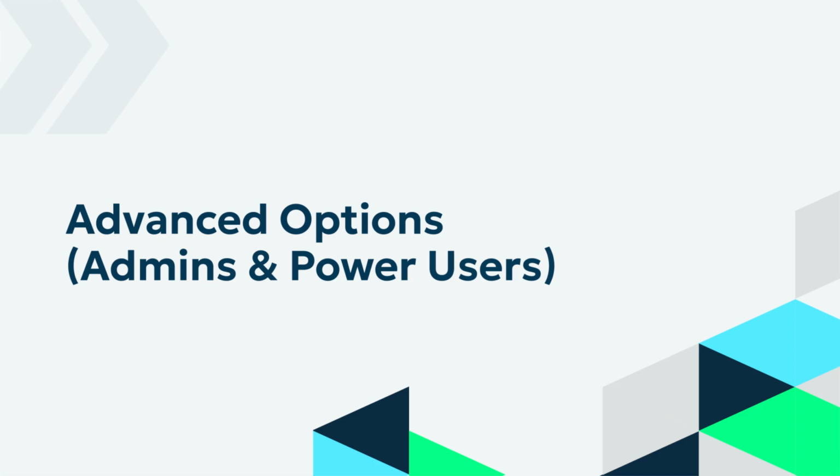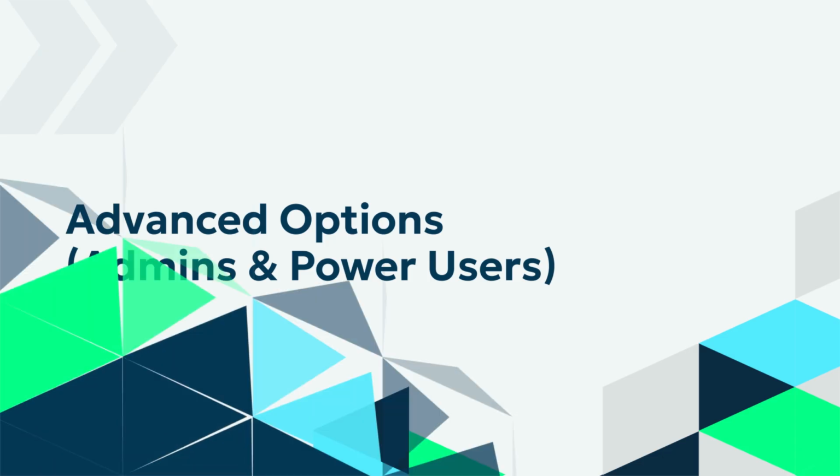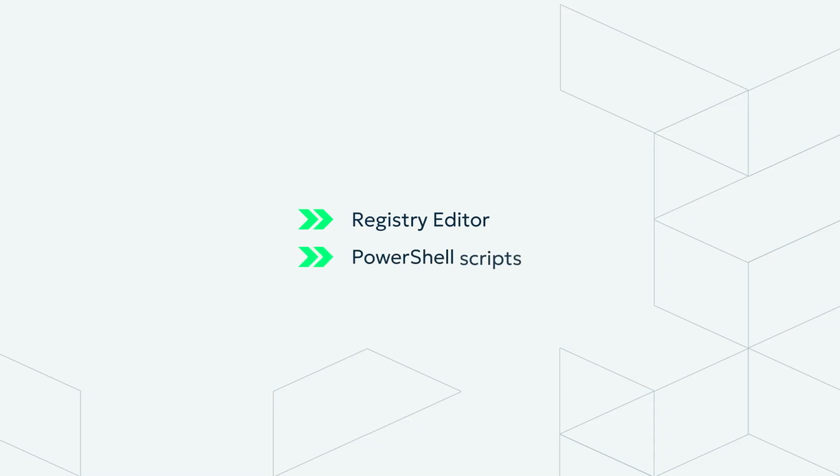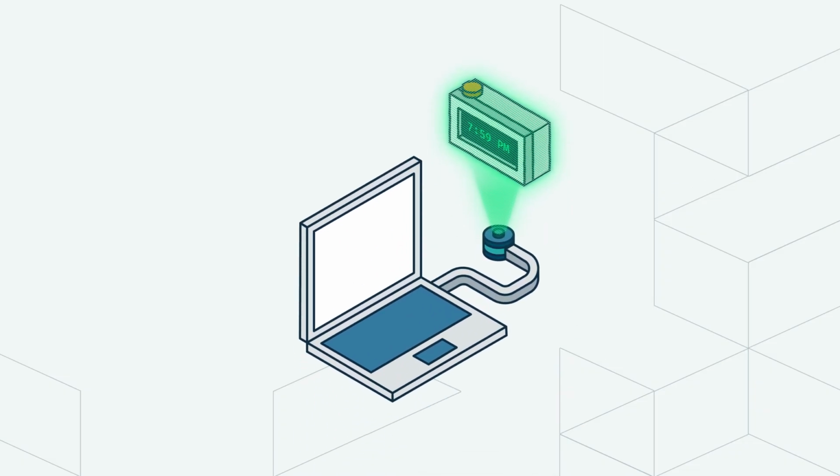Advanced options, admins and power users. Advanced users and IT admins can also explore Registry Editor to manually change time format values, and PowerShell scripts to automate updates. For most users though, sticking with Settings or Control Panel is the safest approach. A clear and consistent clock reduces confusion, especially if you're working across teams or time zones.